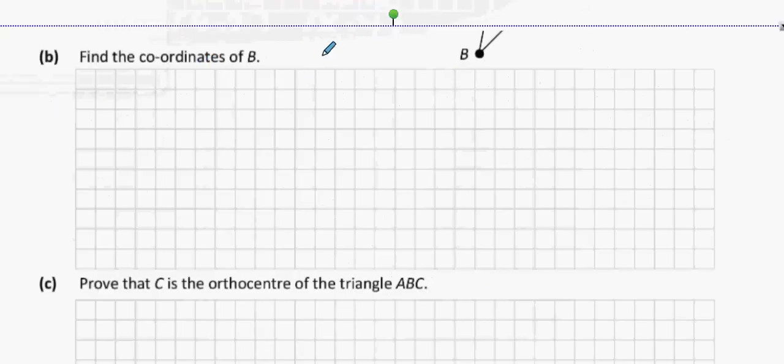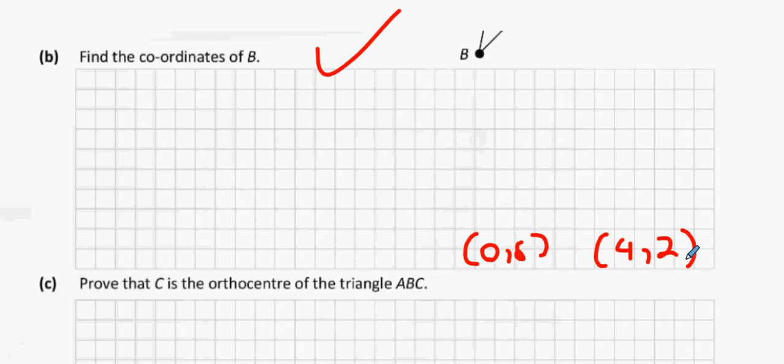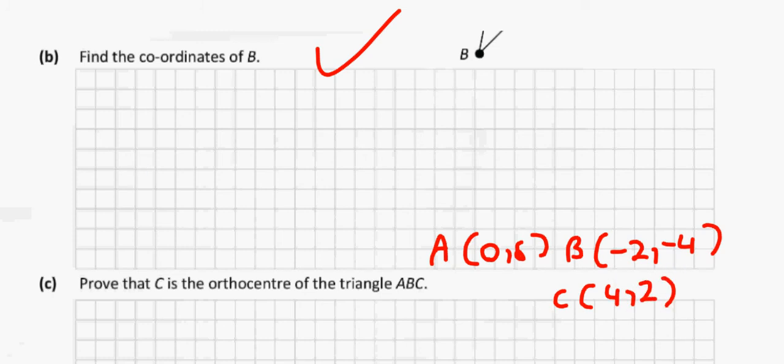We already did that. Prove that C is the orthocenter of the triangle ABC. What are the 3 points again? What's A? (0, 6). B? (4, 2). What's C? B is (-2, 4)... sorry, C. So A is that. What's B? That's 4, 2. And what's C? Alright. Does anybody remember how to get an orthocenter? What's the technique?